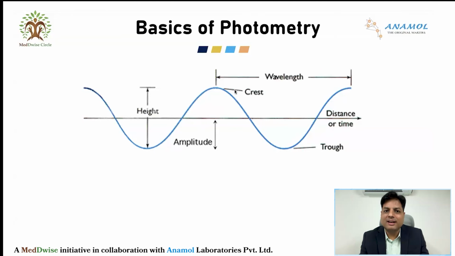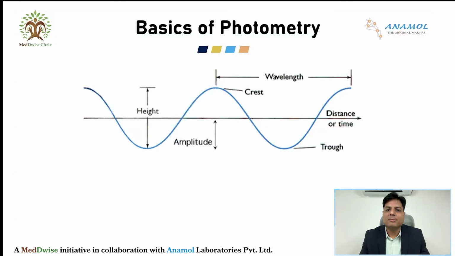The upper side of the center line is called the crest, C-R-E-S-T. And the lower side of the wave is called the trough, T-R-O-U-G-H. Now we know that since the light travels in the form of a wave, the distance between 2 consecutive crests or the distance between 2 consecutive troughs is measured in nanometers. This distance is called the wavelength.